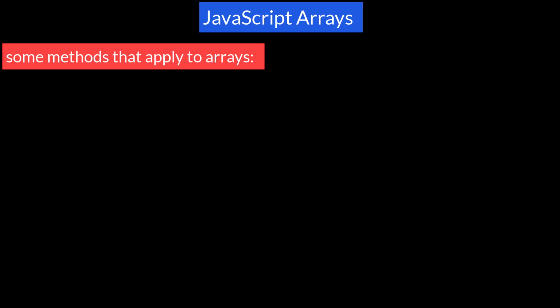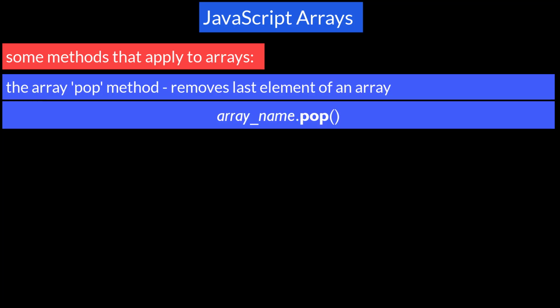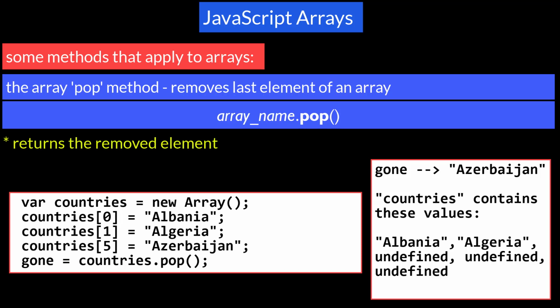The array pop method removes the last element of an array, so you specify the name of the array dot pop parens, and the function returns the removed element. For example, once again we have our var countries = new Array, and we assign values to elements number 0, 1, and 5. gone = countries.pop(). The result, gone, now contains Azerbaijan, and the resulting array contains Albania, Algeria, undefined, undefined, undefined.